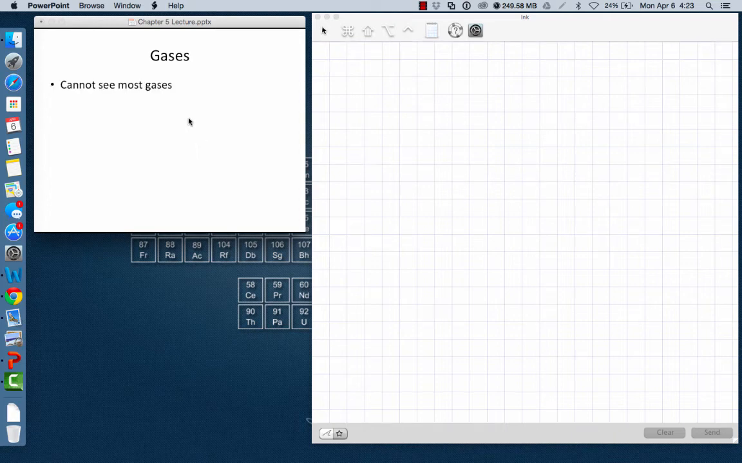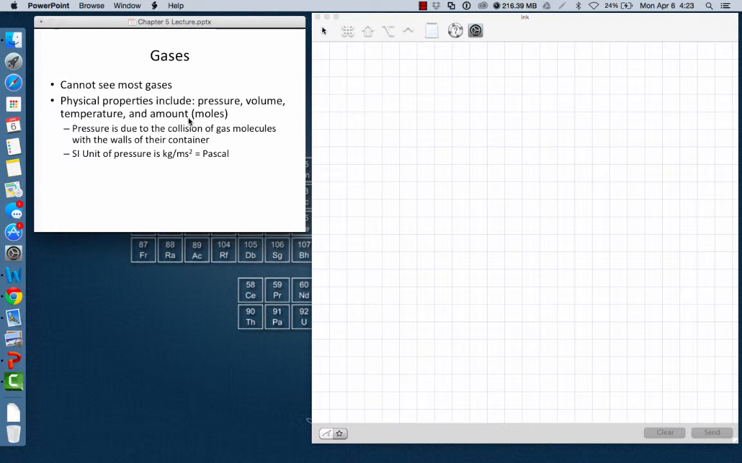Gases are mostly invisible, but they're all around us. When we talk about gases, we mostly talk about four properties of them, which is pressure, volume, temperature, and the amount of gas in moles.